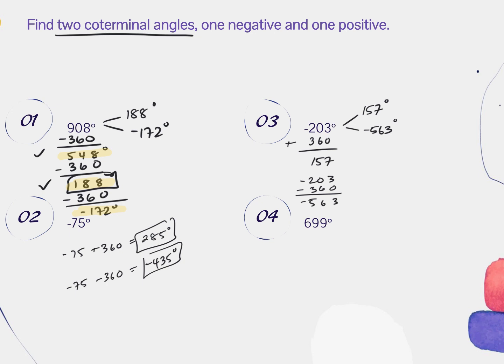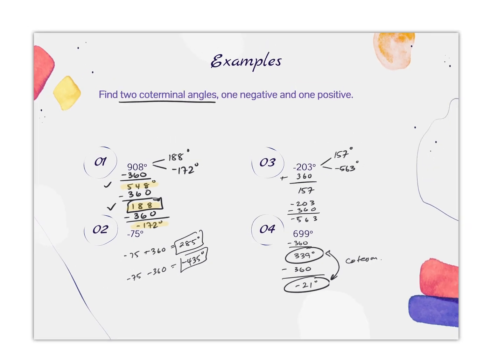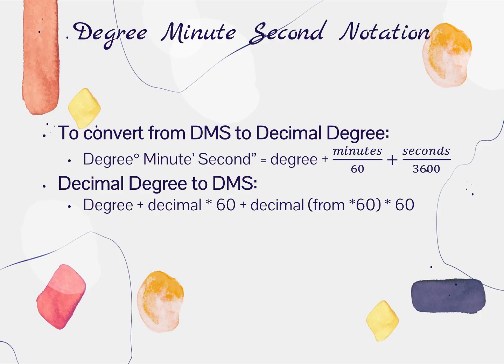And then I go to the last problem here, where I have 699, and it's positive, so I'm just going to start subtracting 360 from there. So minus 360 is going to give me 339. So that's one coterminal angle. And if I subtract 360 from that, I should get my negative angle. And that's going to be minus 21 degrees. And so there's my two coterminal angles. Okay, so that's how we do that. This should be pretty basic for you guys.